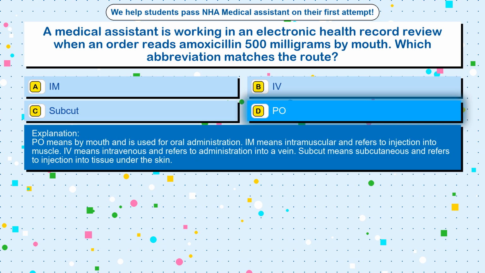PO means by mouth and is used for oral administration. IM means intramuscular and refers to injection into muscle. IV means intravenous and refers to administration into a vein. Subcut means subcutaneous and refers to injection into tissue under the skin.